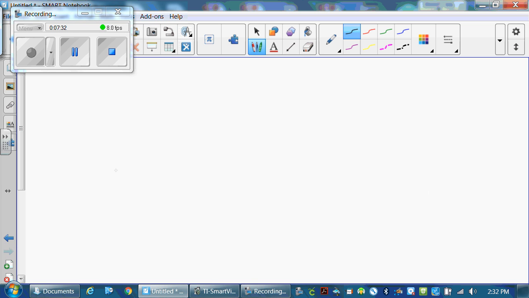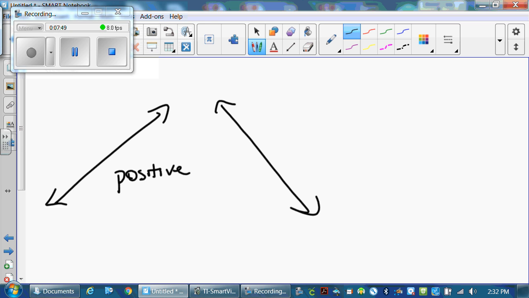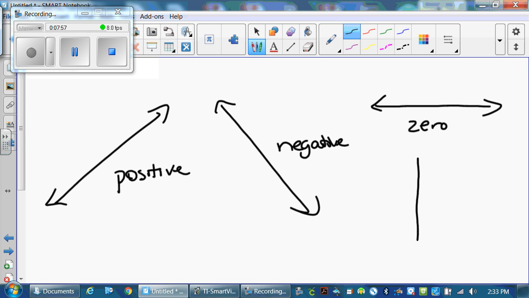Let's go back over slope for a second, and then I'm going to probably end this video after the next one. But just a review of slope, when lines go up from left to right, they have a positive slope. When lines go down from left to right, they have a negative slope. Horizontal lines have a 0 slope, and vertical lines have an undefined slope.